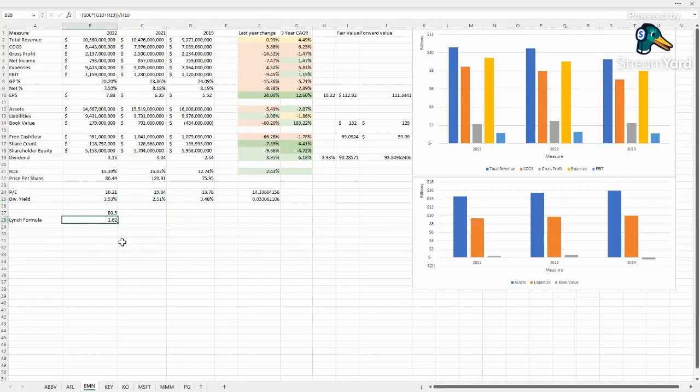Peter Lynch gives a formula where he uses the growth in earnings for a company and the dividend that they pay out, as well as the current, the trailing 12 months PE ratio to determine whether a stock is fair valued, overvalued, or undervalued. And the higher the number this gives, the better the value is there. So anything under a one is overvalued, a one is fair value, above a one is undervalued. And this is giving me a 1.6.